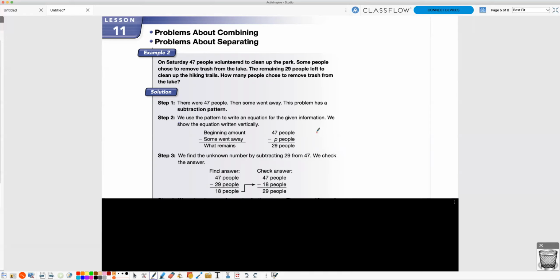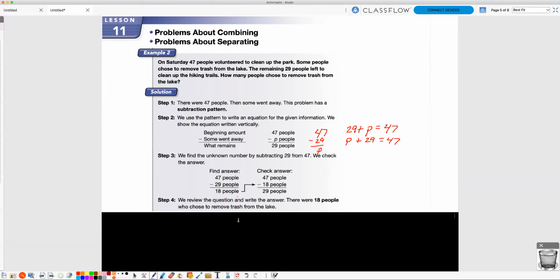Remember, you've got fact families. This would be the same as 47 minus 29 equals the number of people. You could have had 29 plus the number of people that went away equals 47. And then you could have a reverse of this: the number of people that went away plus the 29 that were remaining would equal 47. So there's your fact family there, two different addition and two different subtraction problems.